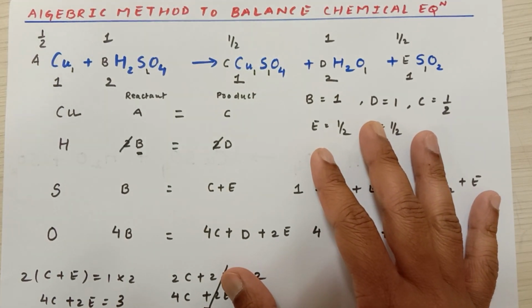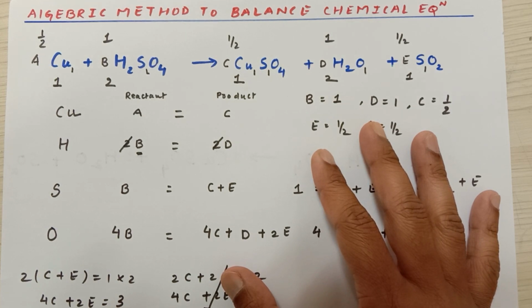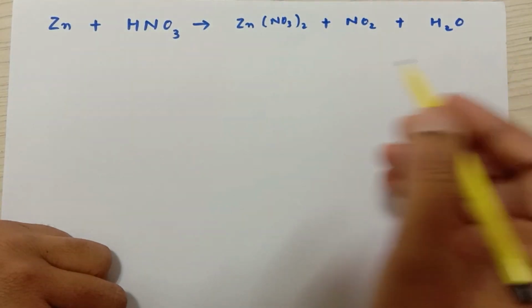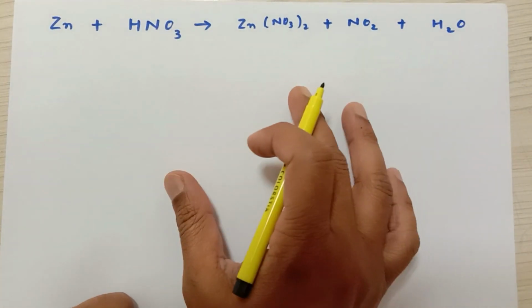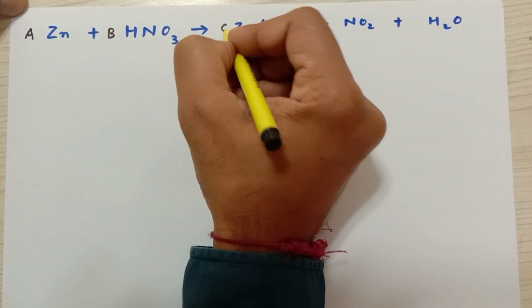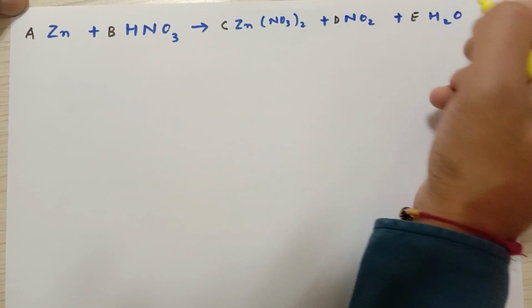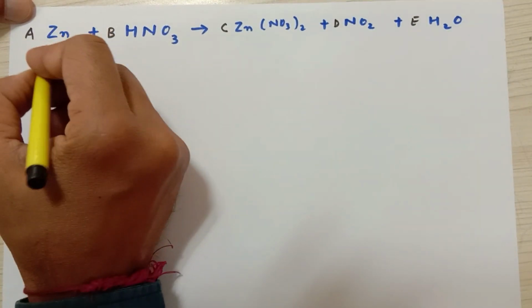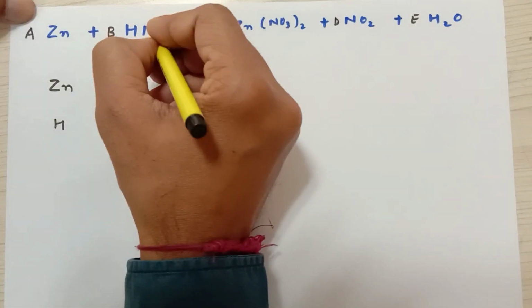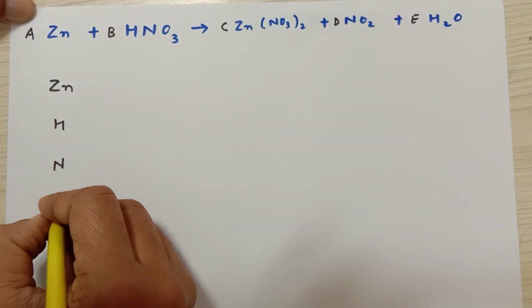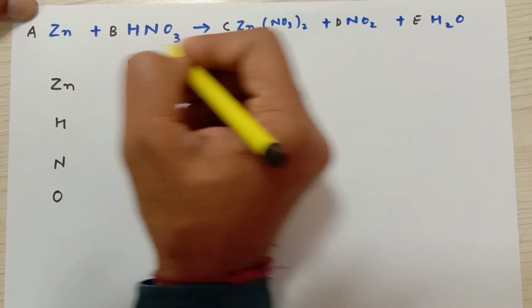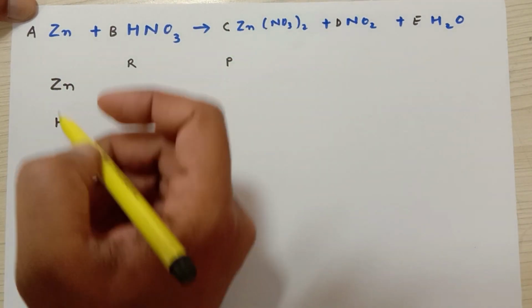Okay, fine. So let us solve another problem related to the same concept. Zinc plus HNO3 gives Zn(NO3) whole twice plus NO2 plus H2O. Again, I am going to substitute the variables, I mean the alphabets A, B, C, D, E over here. Now I am going to write down all the elements sequence wise: zinc, then hydrogen, then nitrogen, and then oxygen. The same elements will be found on the other side as well. Now this is the reactant side, and this is the product side.